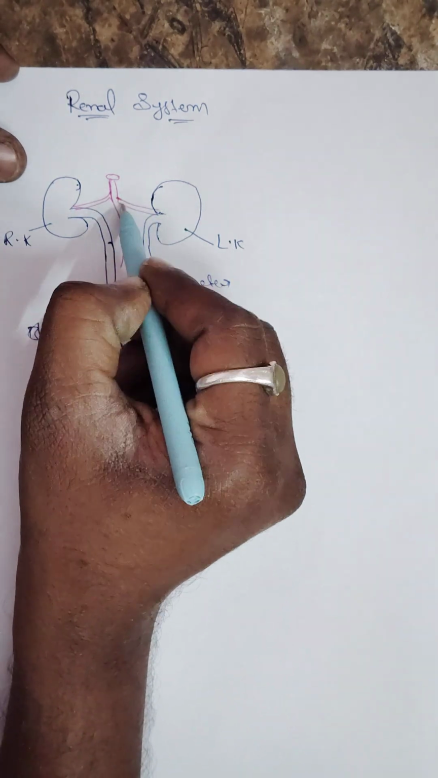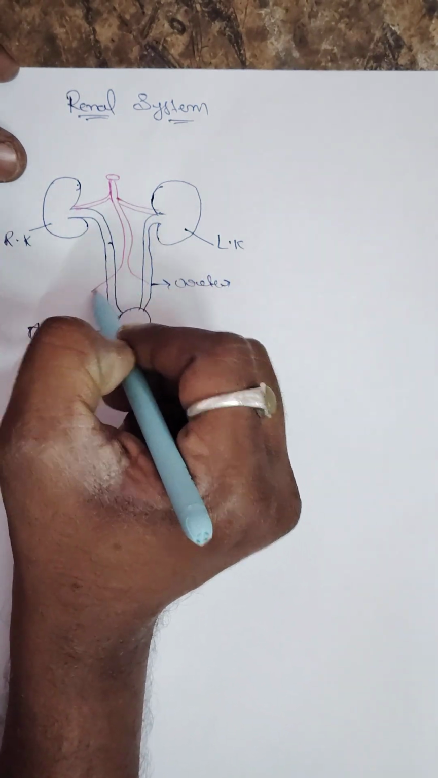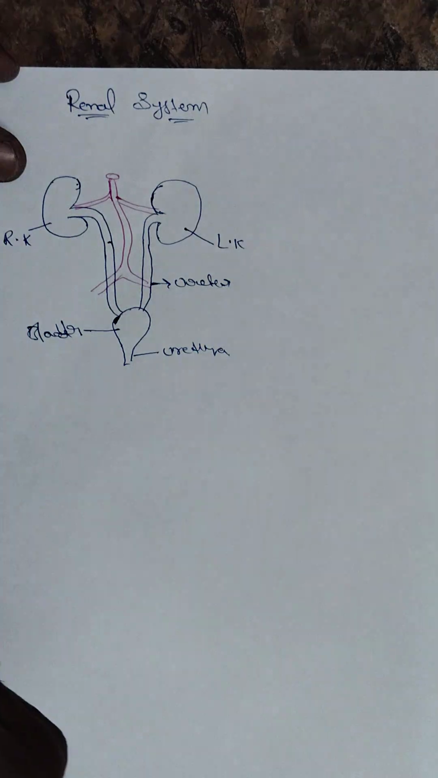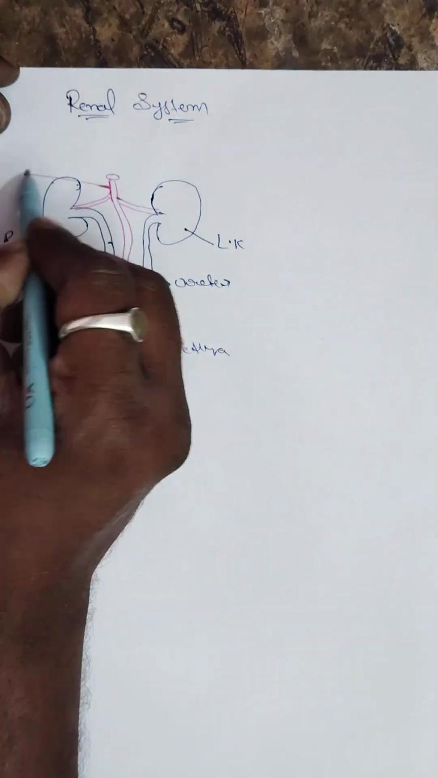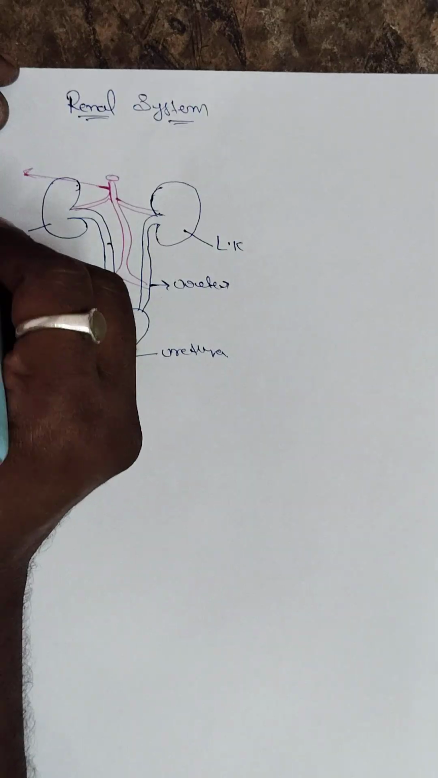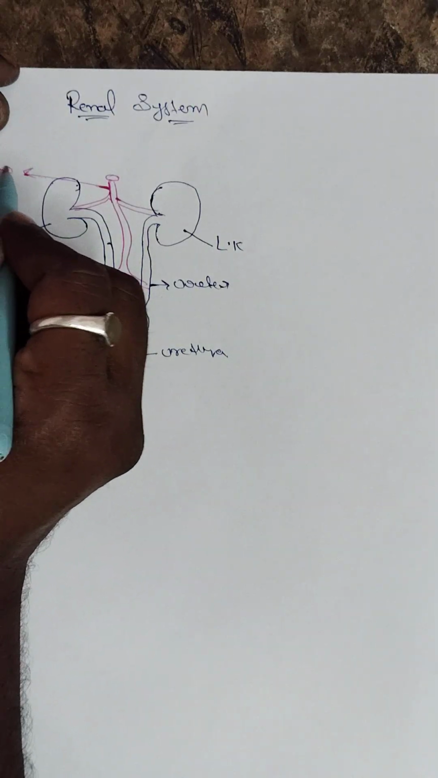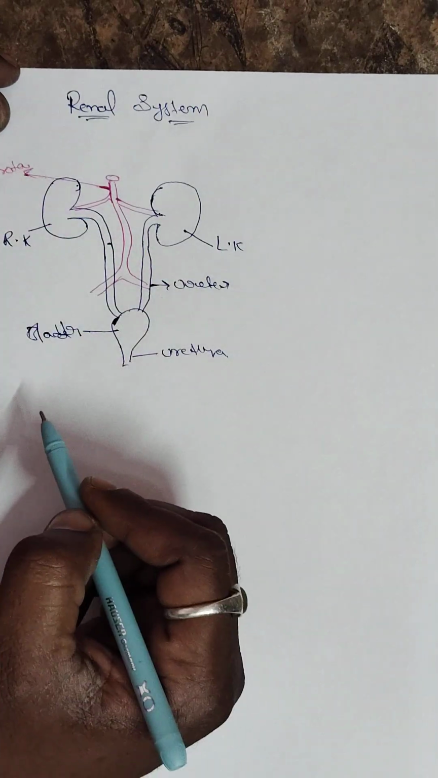And the next one, like this, is entering and exiting. What is the name? This is called the descending aorta. Which one? Descending aorta.